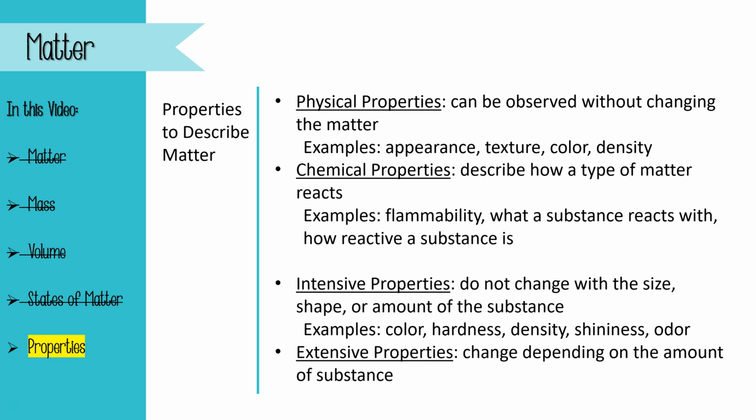Extensive properties change depending on how much of the substance we have. So that's something like mass, volume, height, or width. If I think about a granite stone versus a granite boulder, they'll both have the same hardness, color, and density, the same intensive properties, because they're made out of the same material. But because one is a stone and one is a boulder, they'll have different heights, different masses, and different volumes.